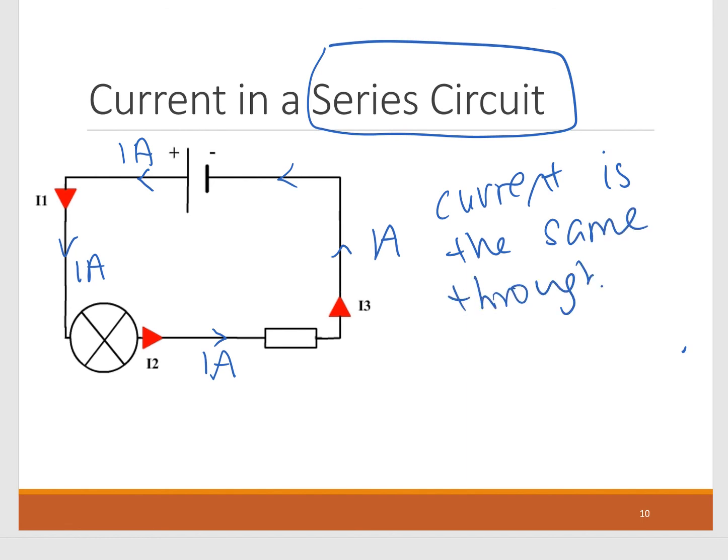The current does not change throughout a series circuit. It does not become smaller or bigger, because when electrical charges come out, there's only one path for them to go back. So therefore, it's the same throughout.